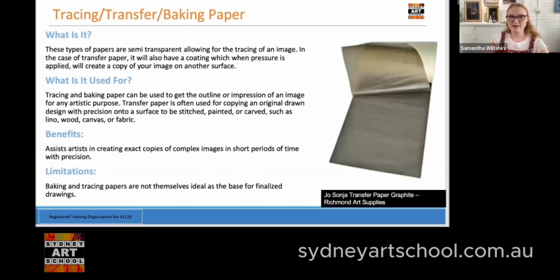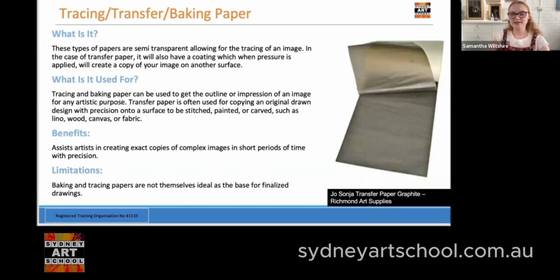We can also think about tracing, transfer, and baking paper. So these types of papers are semi-transparent, allowing for the tracing of an image. In the case of transfer paper, it will also have a coating, which when pressure is applied will create a copy of your image on another surface of your choice. This paper is used for getting the outline or impression of an image for any artistic purpose, really.